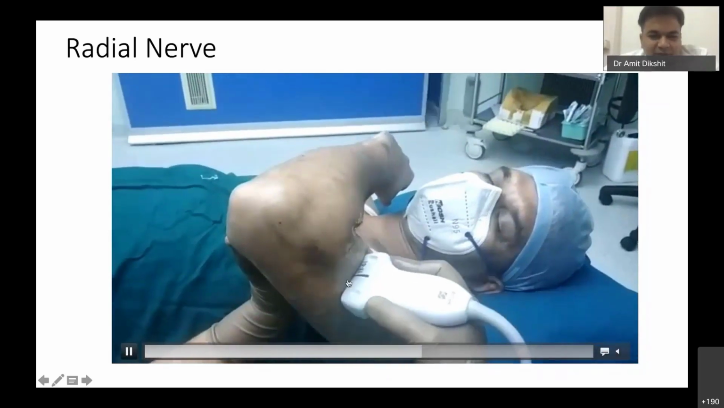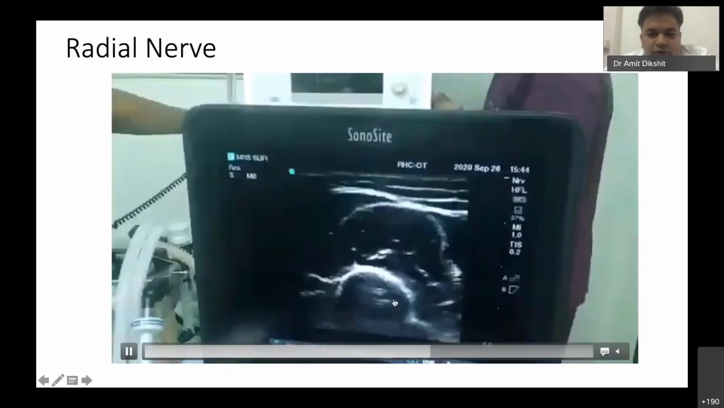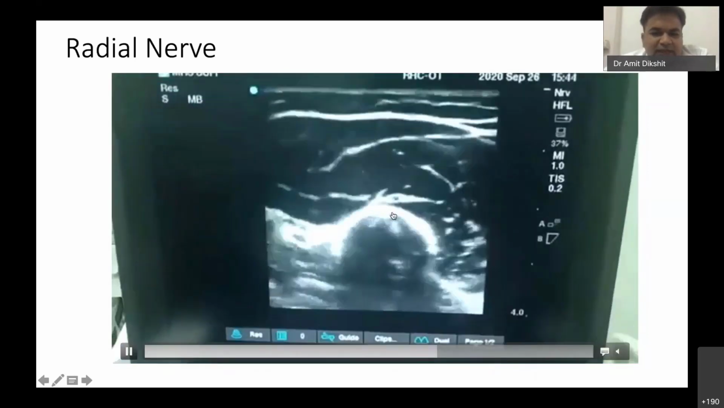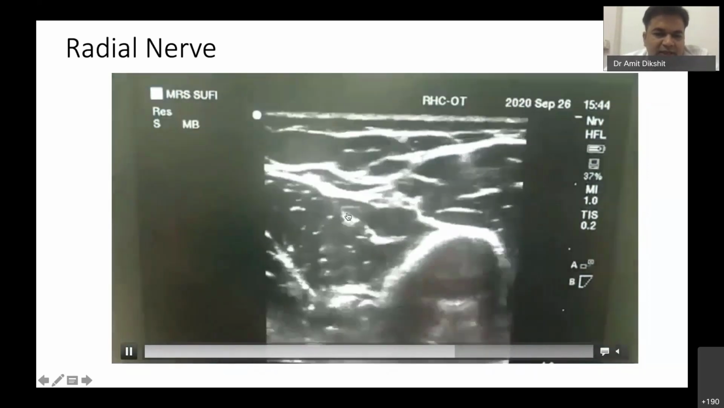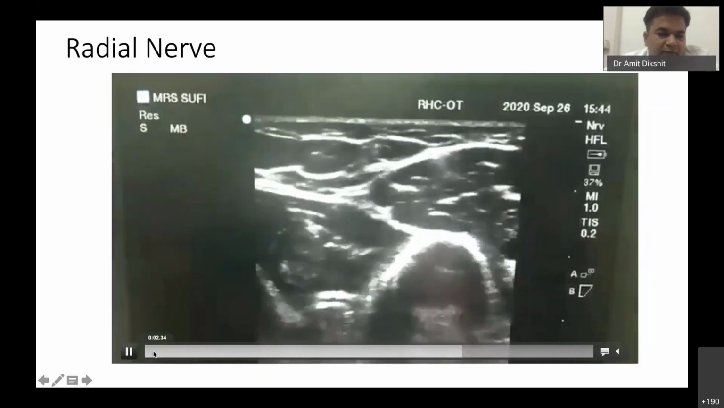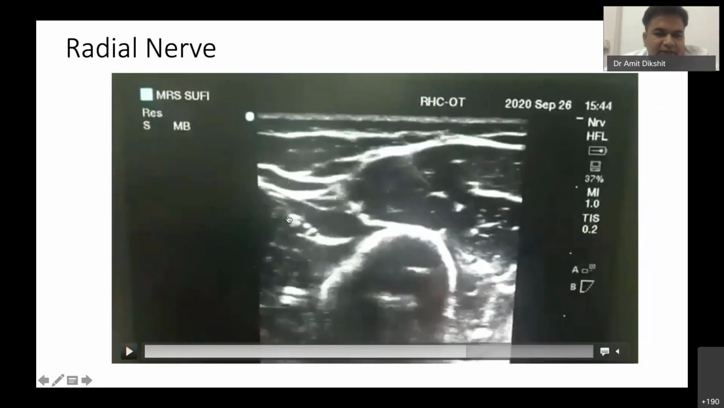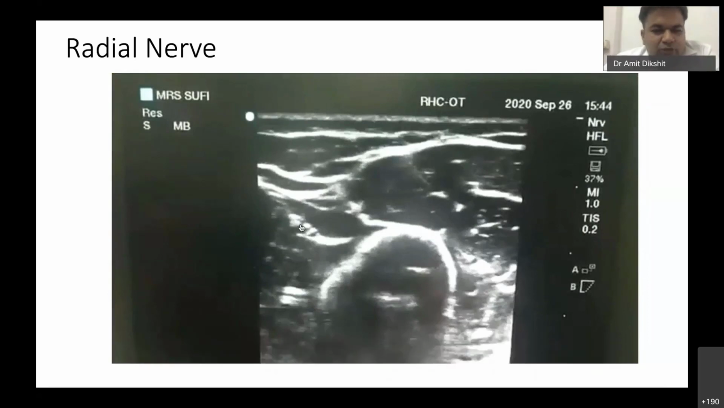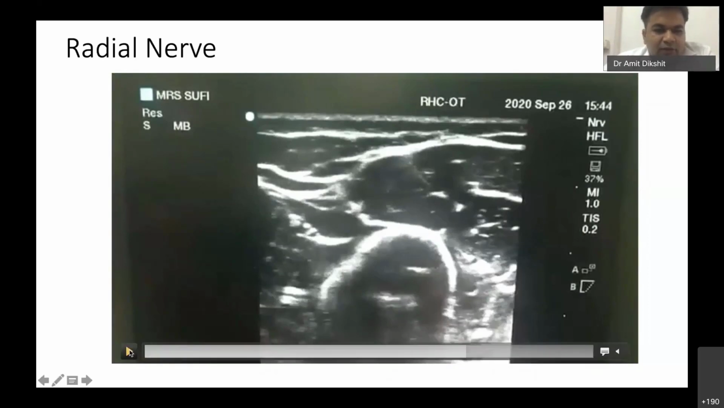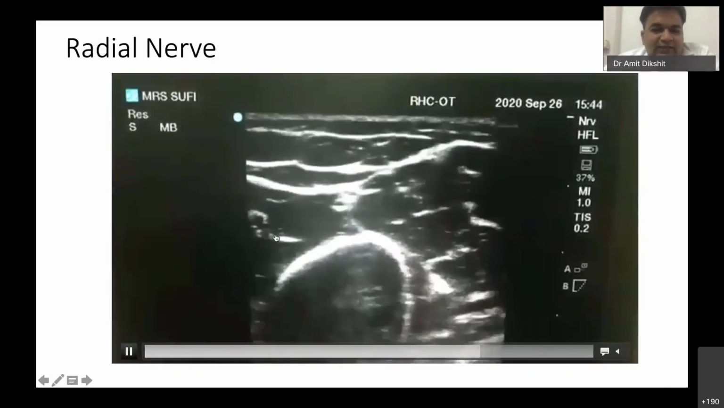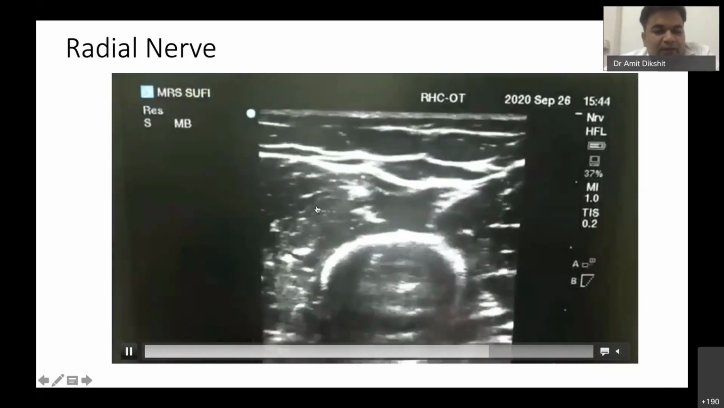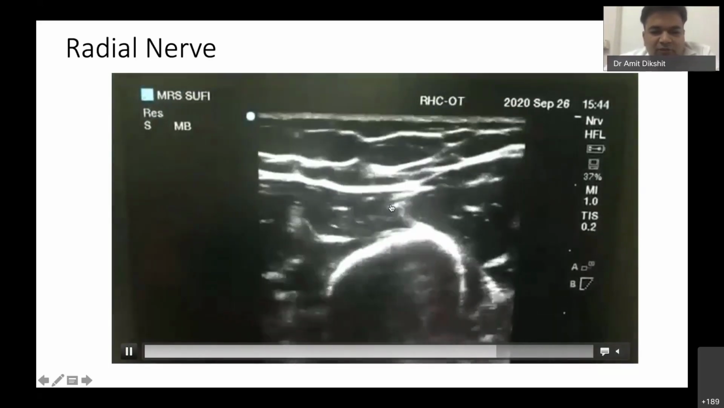So the classical sign when you put the probe in this area is you see the humerus, which is hyperechoic, and just by the side of the humerus, a glistening structure is seen as the radial nerve. So you can see the radial nerve here as a glistening structure. Now, sometimes there is a phenomenon called anisotropy, so the nerve can appear and disappear. So you have to adjust the probe and get rid of this artifact so that the nerve is seen distinctly, and you can block this at this level before it has divided into superficial and deep branches if you really wish to block all the extensors of the forearm as well.